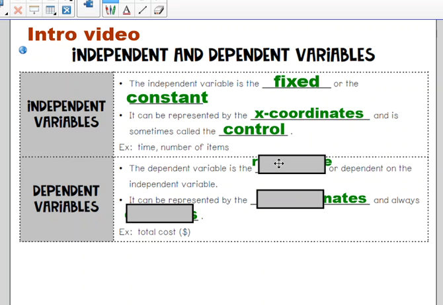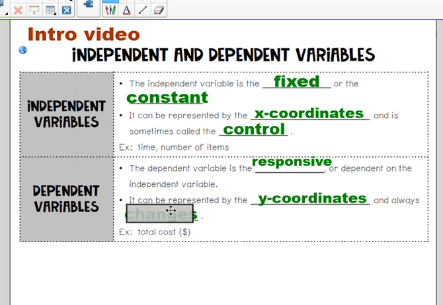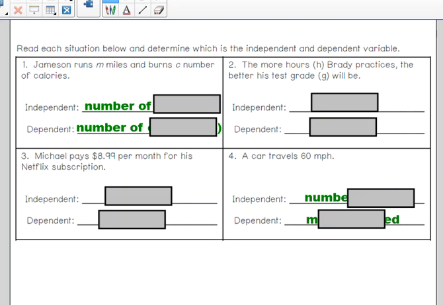There's also the DV, okay? The dependent variable is the responsive one. It's dependent on the independent variable, all right? This is why it gets its name, dependent variable, because it depends on the IV, all right? It can be represented with y coordinates and always changes, all right? So it is responding to this one, or it is dependent upon the IV, all right? So there's just some terminology for us to begin with.